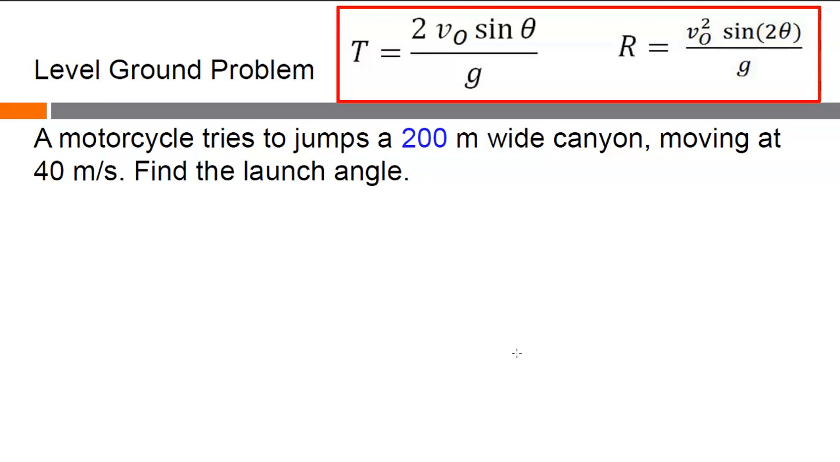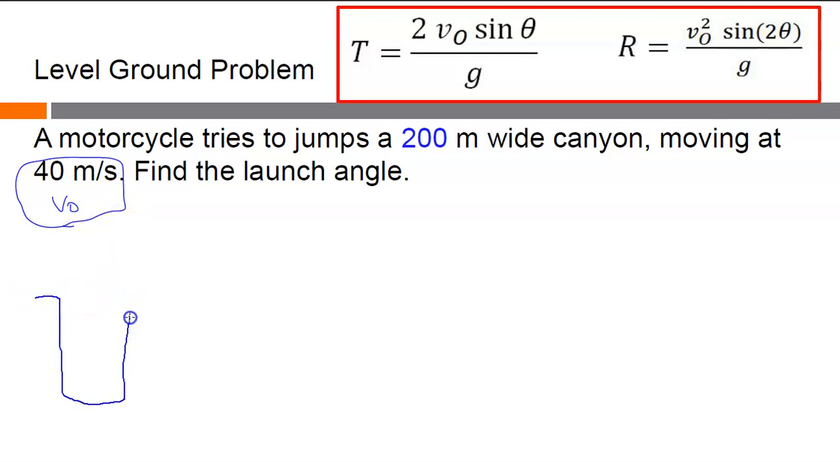And remember that motorcycle that we just had in the last problem? He only went 157 meters. He steps up, he moves downstream a little bit, and all of a sudden the canyon is 200 meters wide. Last time he only went 157 meters, so he's not going to make it on this one. He needs to change something. Apparently his motorcycle will not go any faster than 40 meters per second. So that's fixed, right? I can't change this. But what I could change is that angle.